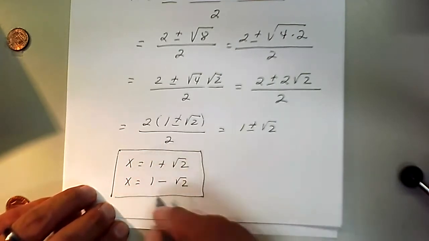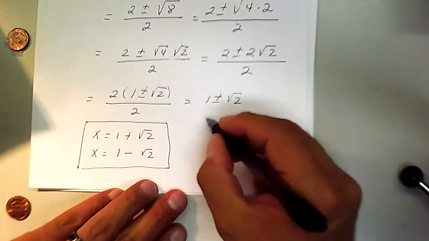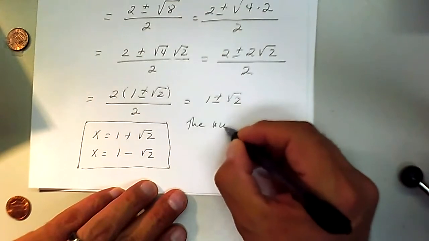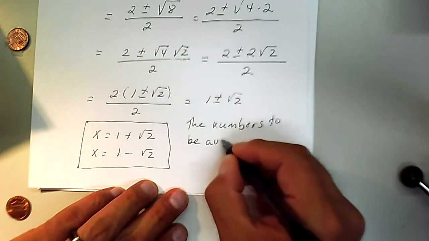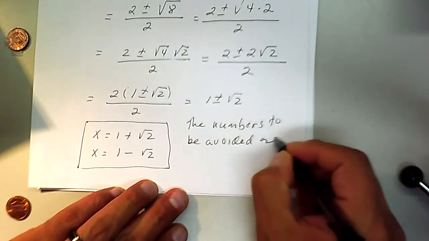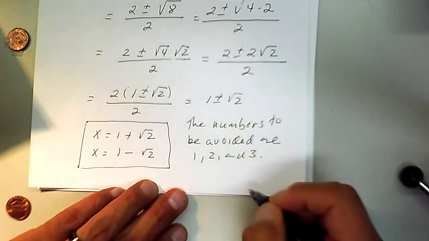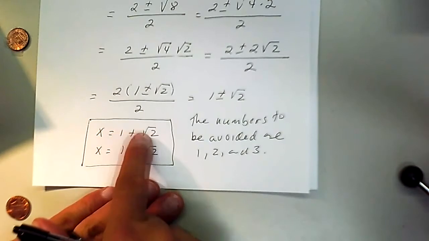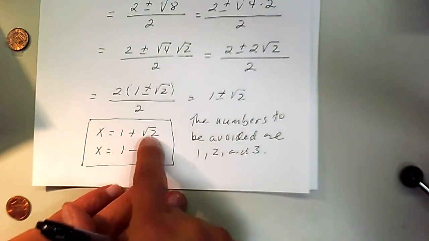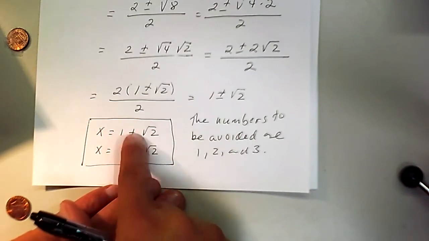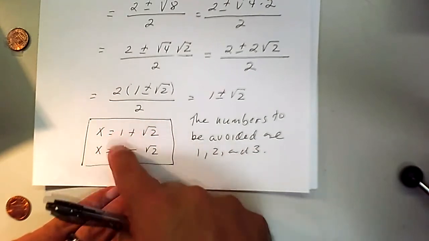And as I'm boxing this, I'm thinking in the back of my mind, okay? The numbers to be avoided are 1 by itself, 2, and 3. And we don't have one as a solution, just the one by itself. I mean, we have one plus something, that is not just one, or two, or three here, and consequently, we're okay.